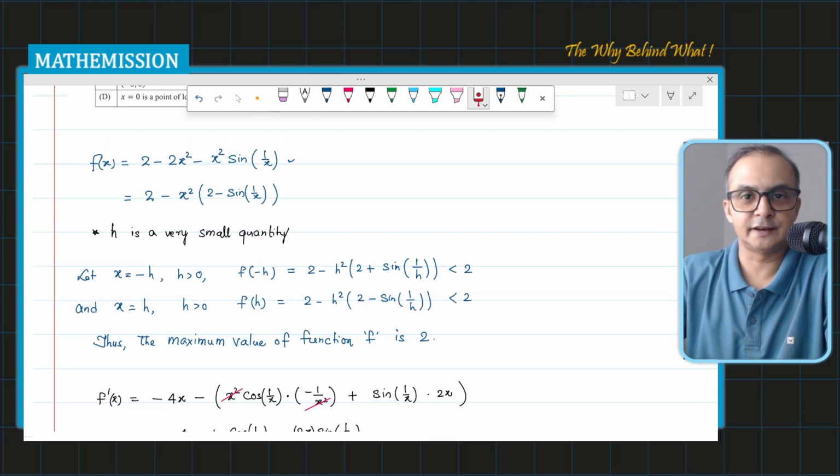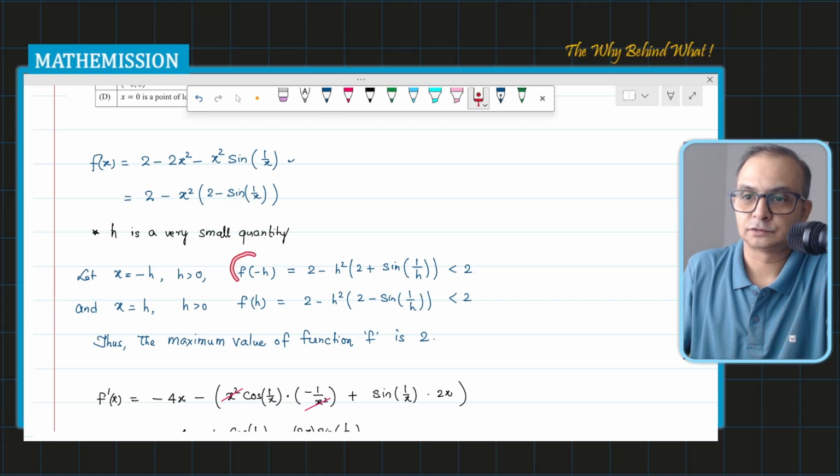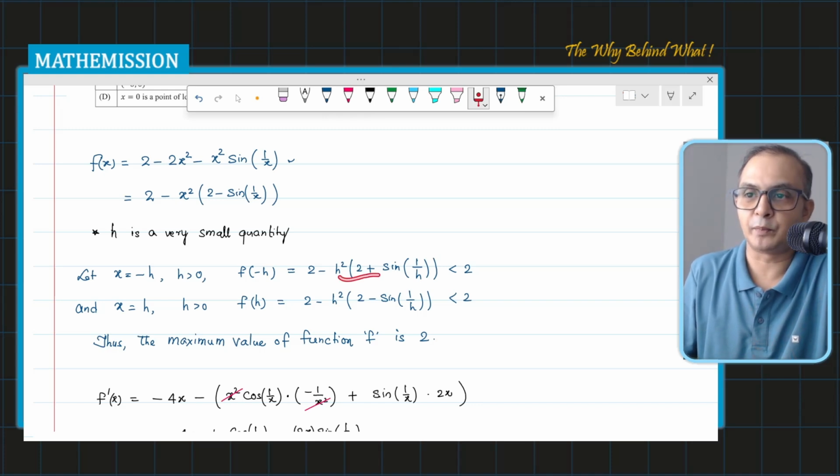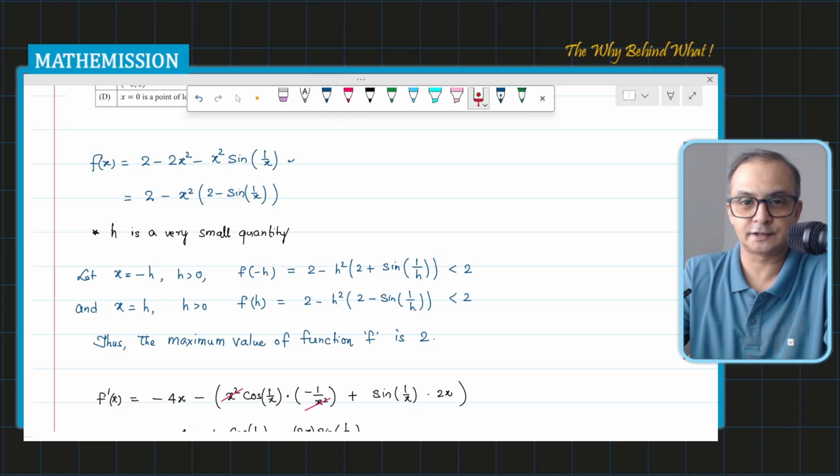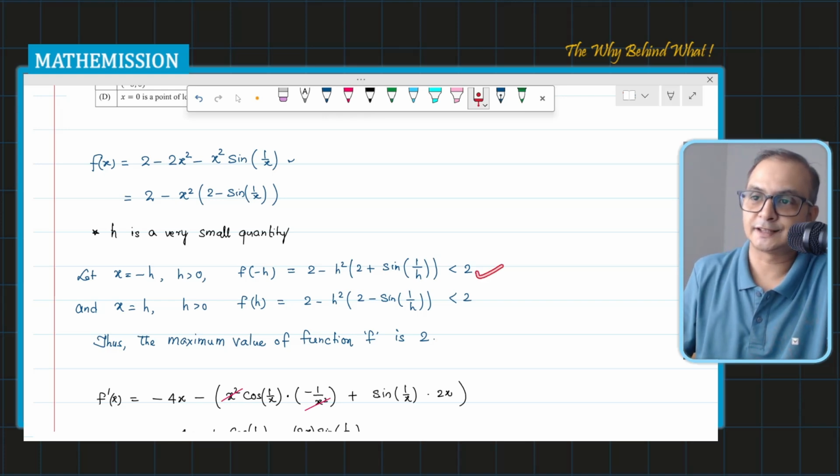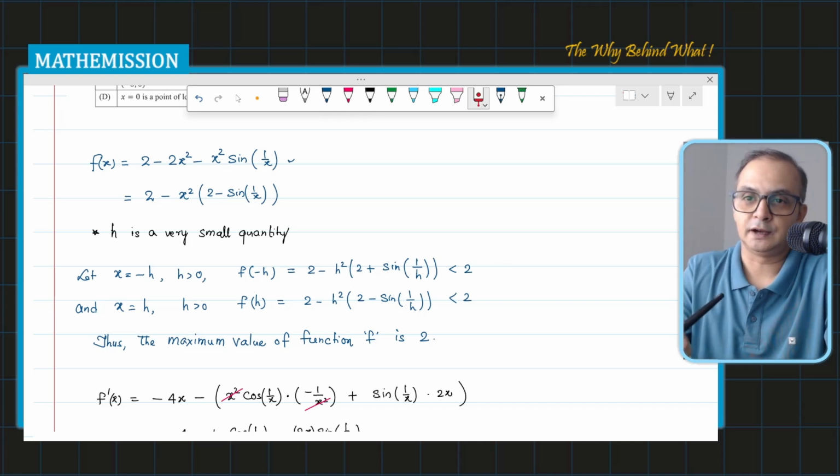When x is negative h, x is a negative number because h is positive. So I'm substituting a negative quantity in the function f, and after simple calculation I get that this quantity is less than 2. Why? Because whatever quantity comes, you're subtracting it from 2, and this is already a positive quantity. When I substitute minus h, the minus sign turns into a positive sign because sine of minus theta is minus sine theta. So this becomes a positive quantity, and subtracting any positive quantity from 2, you get a number less than 2. So this is less than 2 when we are approaching 0 from the left hand side.